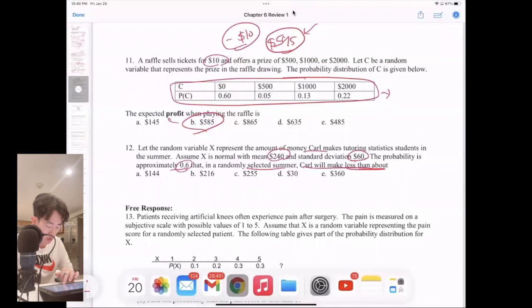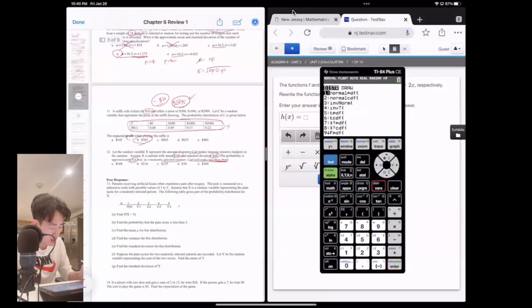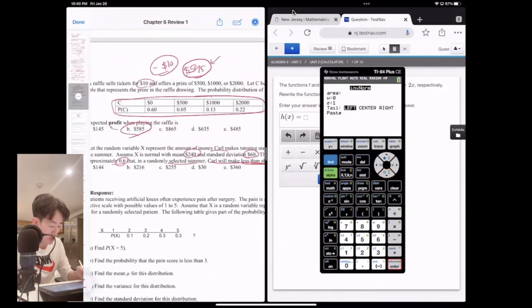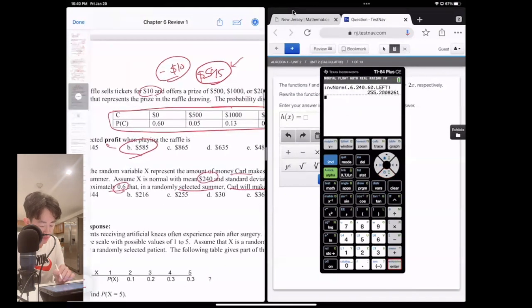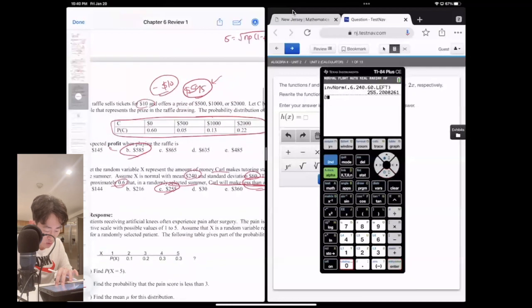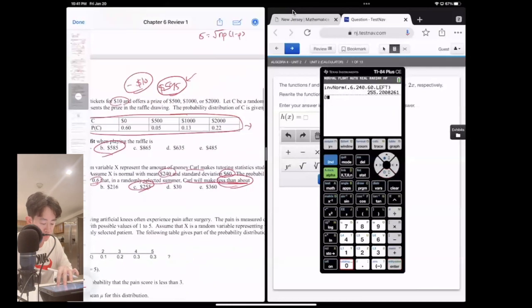In order for us to do that, we always have to go to our good old friend, second var's inverse norm, because the first thing that they ask you is always the area, and the area is 0.6. We make less than about, so 60%, and we are talking about less than. And so the mean is 240, and that's 60. And the tail should always be on the left, so 60% towards the left means 60% or less. And when you do that, you get a nice number of $255, which means if Carl made about $255 or less, then it's about 60% or 60 percentile in the normal distribution curve.